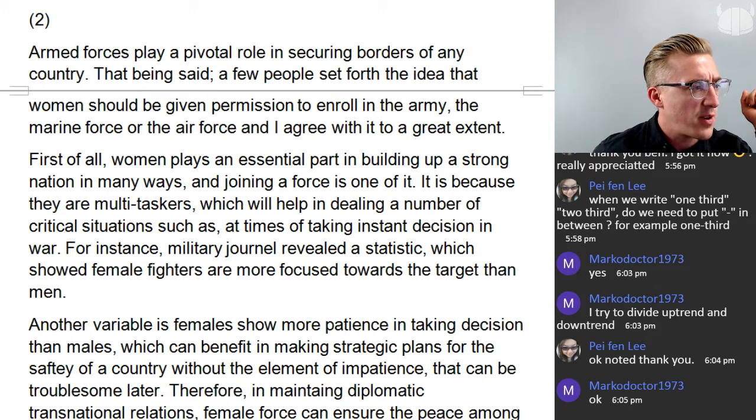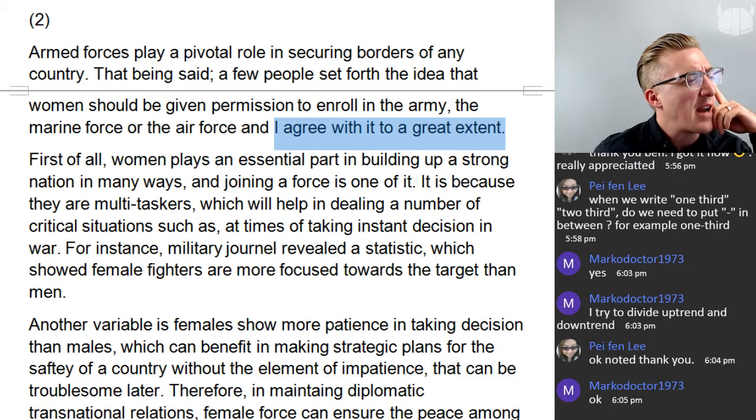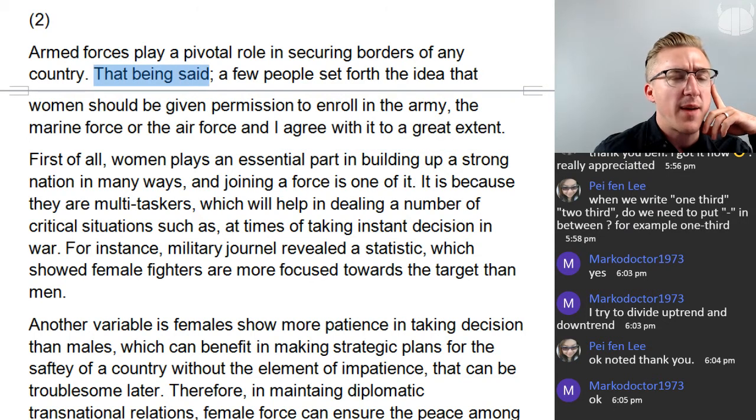Armed forces play a pivotal role. That being said, a few people set forth the idea that women should be given permission to enroll in the army, the Marine Force, and I agree with it to a great extent. Okay. I don't know if that being said makes sense here. That being said has got that kind of contrasting meaning.